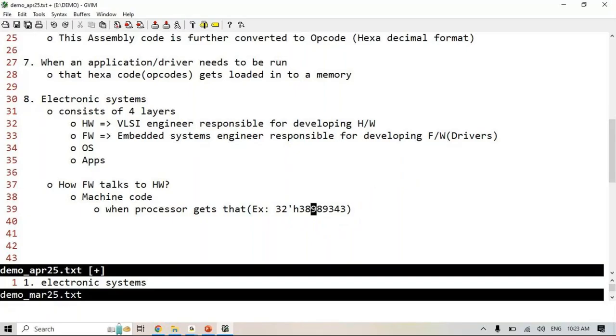So when the processor gets that code, called opcode, it decodes it and executes.